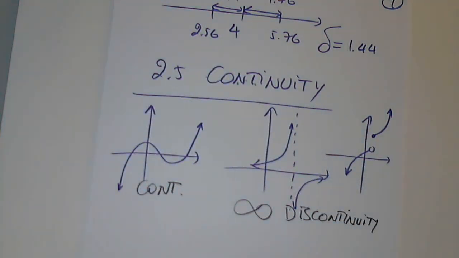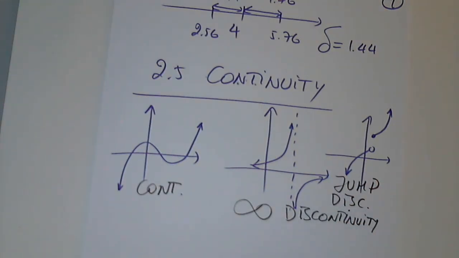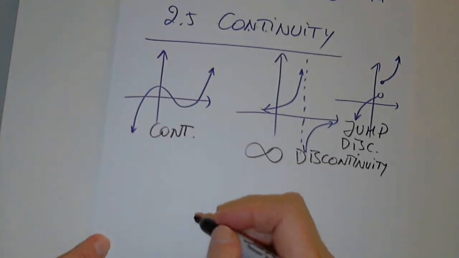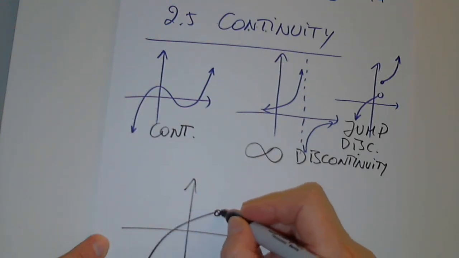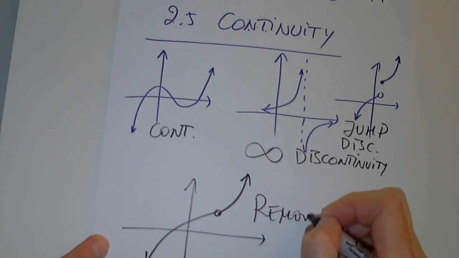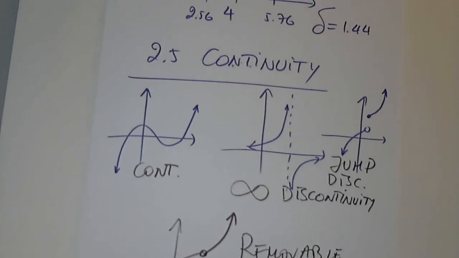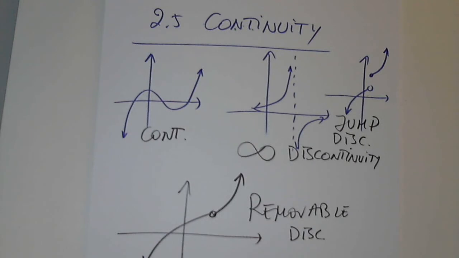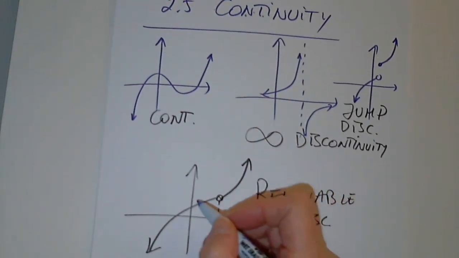What about this one? Very good. This is called the jump discontinuity. And there is one more type. This is called removable discontinuity. First of all, what does it mean? I'm going to put some numbers in here, or letters, it doesn't matter, a and L.